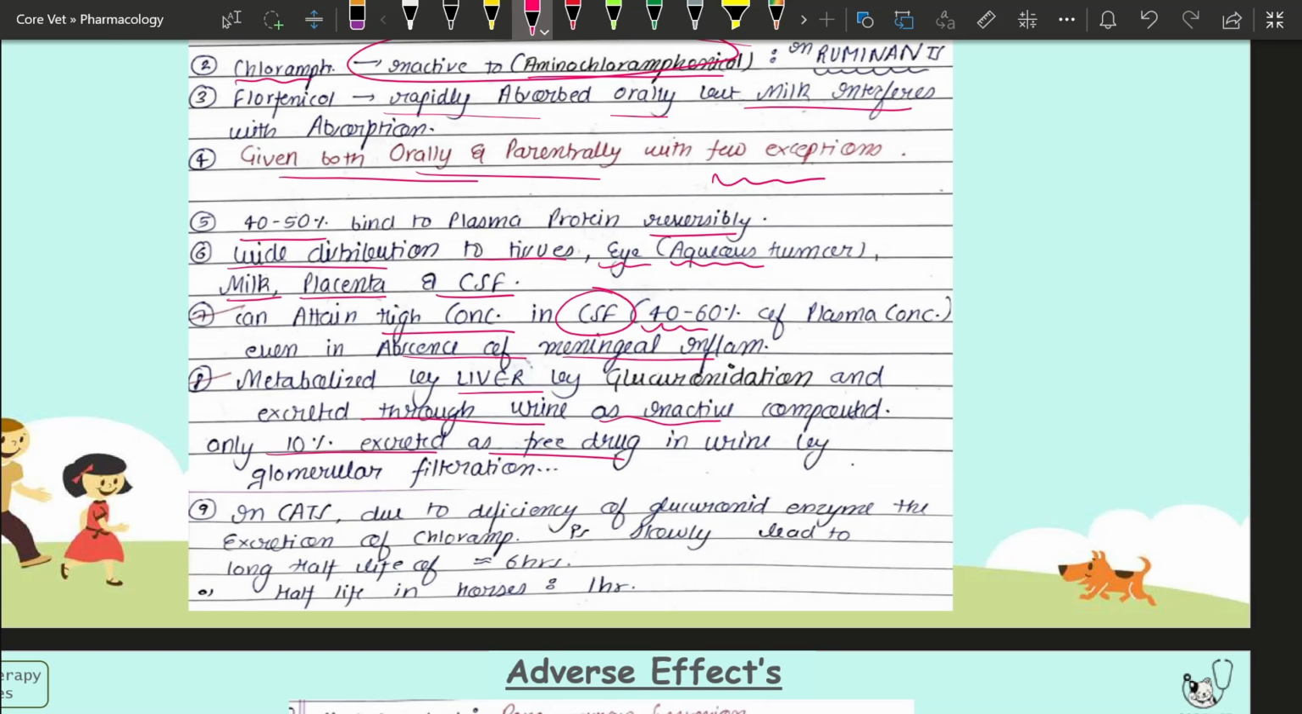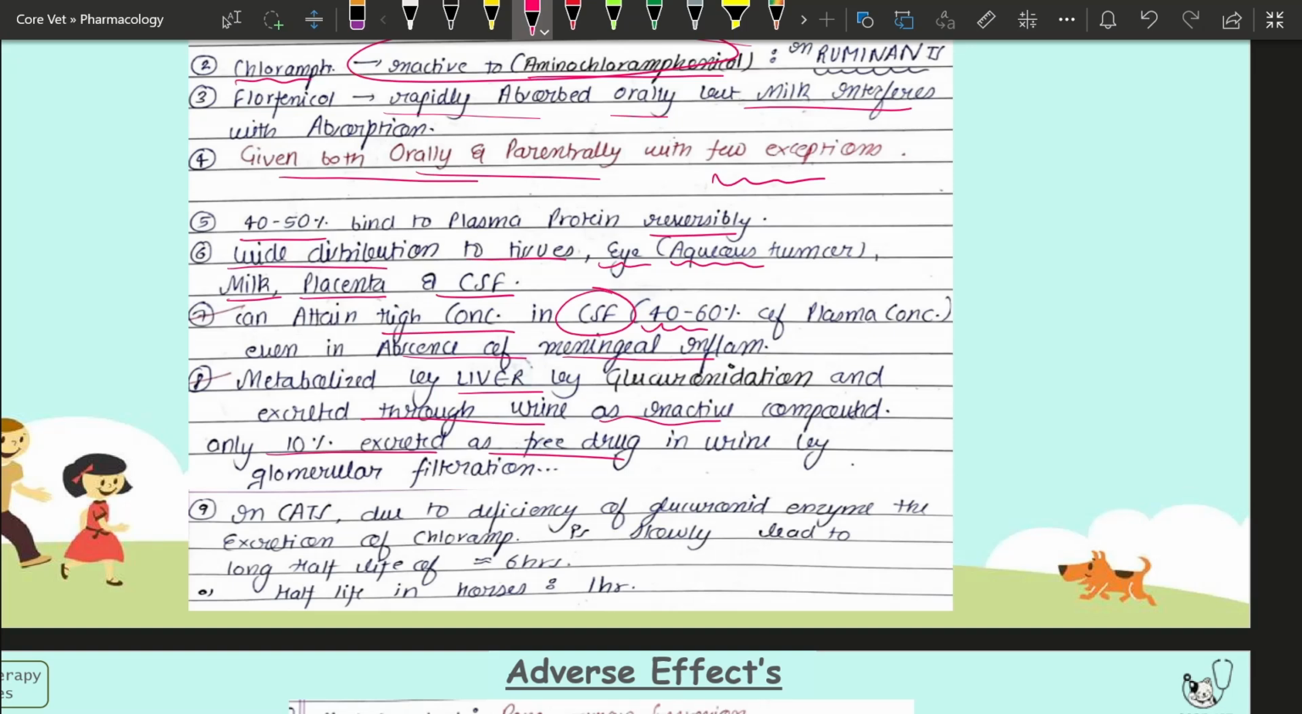There are two processes. So for chloramphenicol, near about 10% is going to be excreted through urine in the free form, and the rest is going to be excreted in the metabolized form, right?